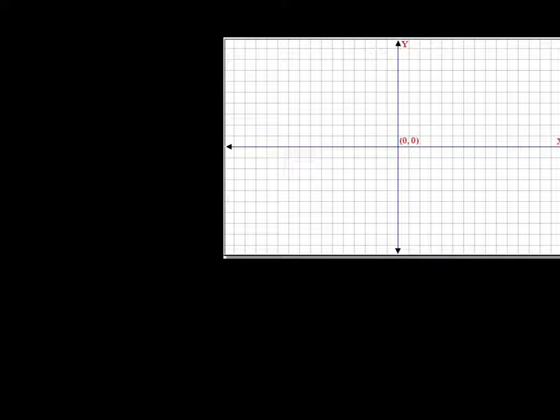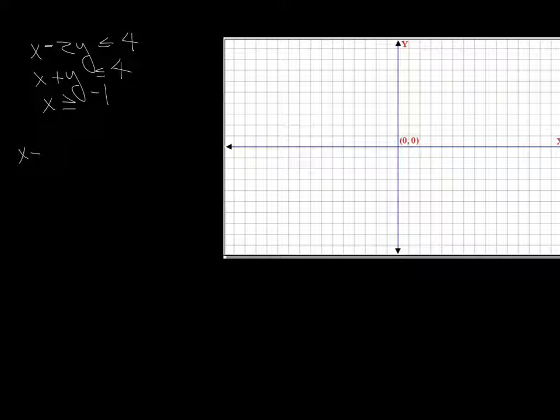Okay, let's look at the next one. So this is example 4. We have x minus 2y less than or equal to 4. We have x plus y, which is less than or equal to 4. And we have x, which is greater than or equal to negative 1. Alright, so let's graph each one. So the first one is going to be x minus 2y equals 4.